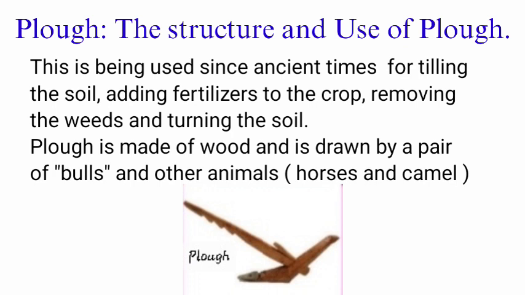So the fertility of the soil is increased by turning the soil using this tool, the plow. How farmers depend on this plow can be understood through this sentence. And the next line: the plow is made of wood and is drawn by a pair of bulls and other animals. Other animals means horses and camels. In certain countries, farmers use horses and camels to pull the plow while plowing or tilling the soil.